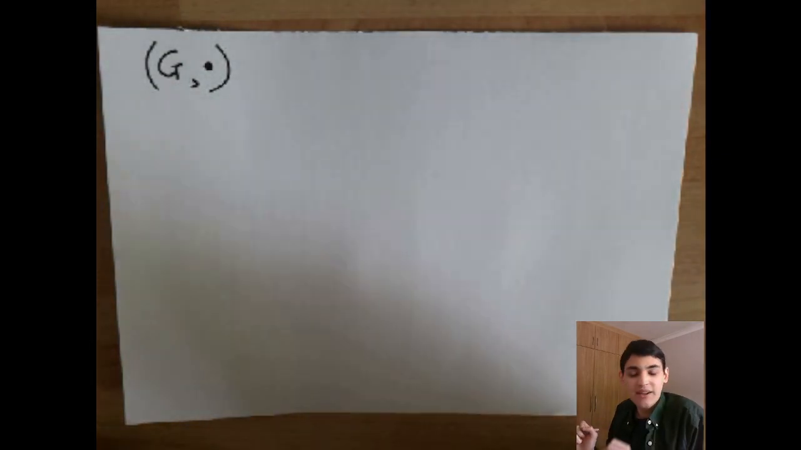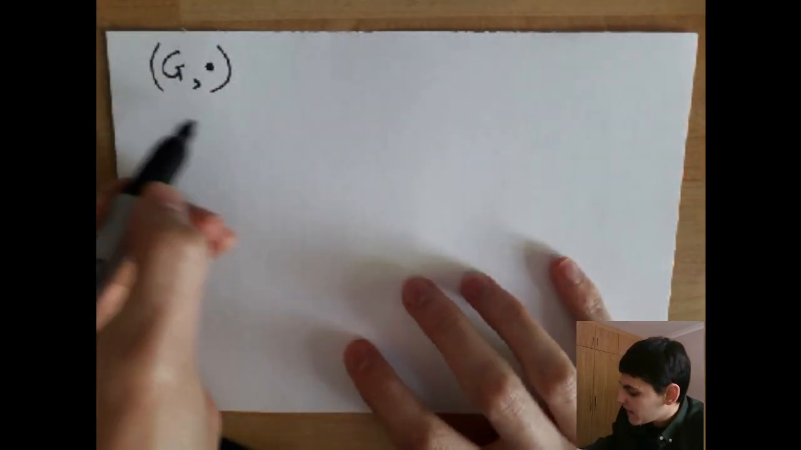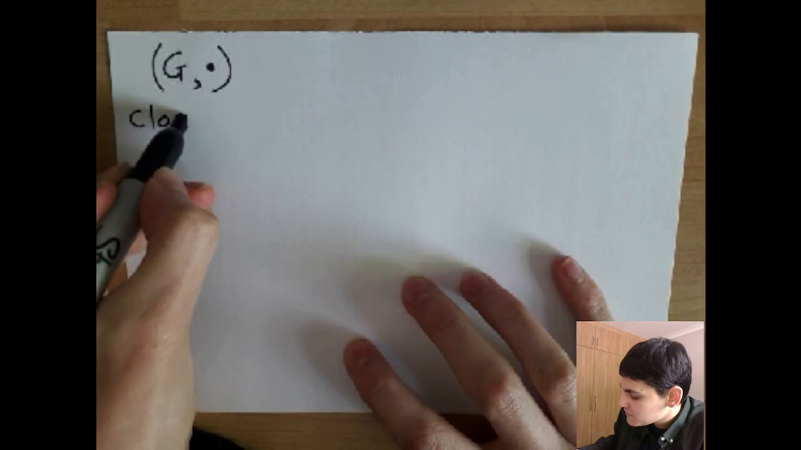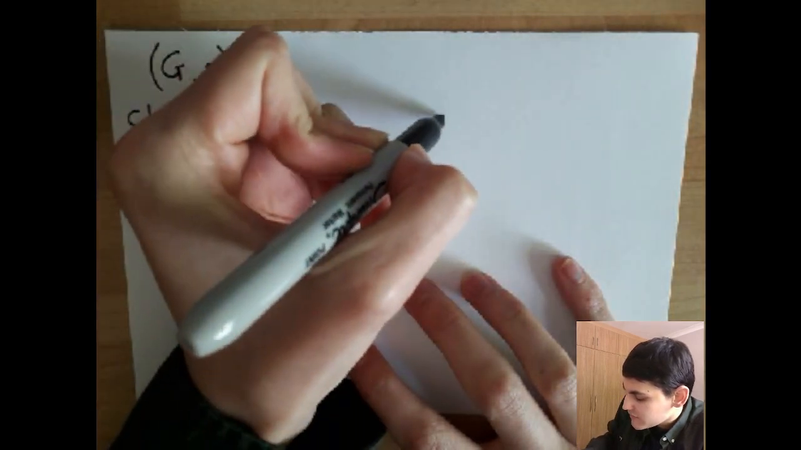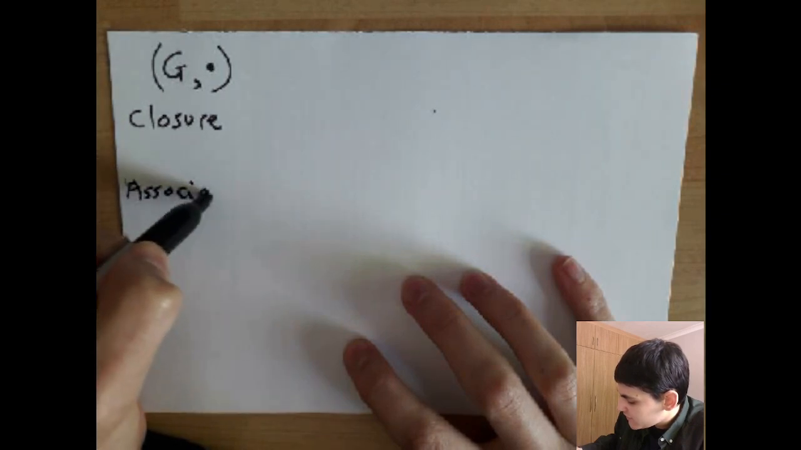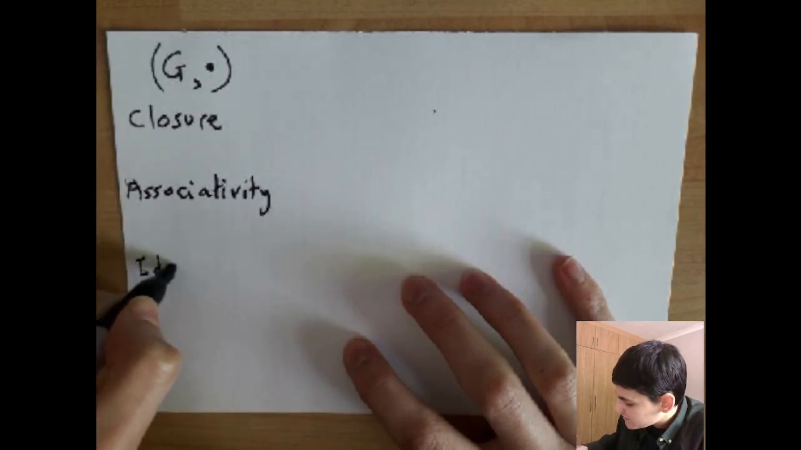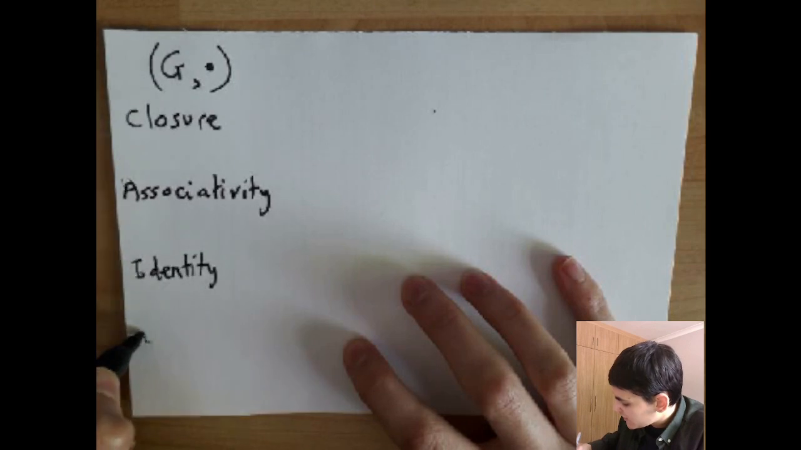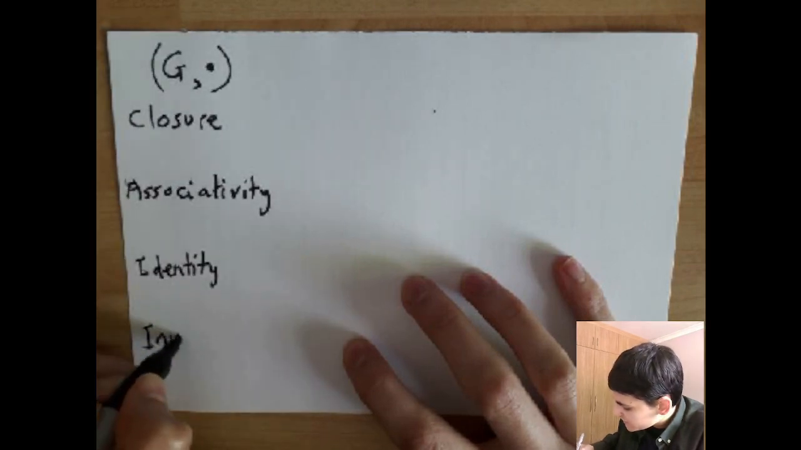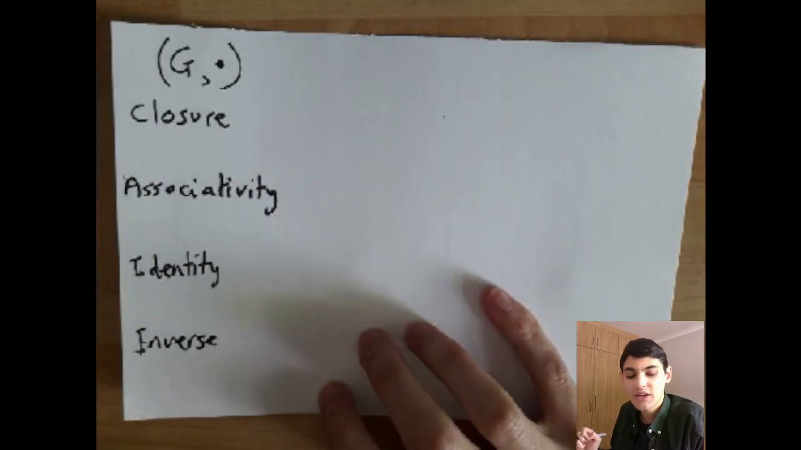Now that's not enough. A group like this with the binary operation has to obey some rules which we call axioms, and they are closure, associativity, identity, and inverse. Those are the names of the four axioms. And what do they mean?